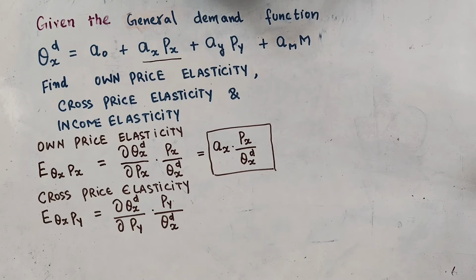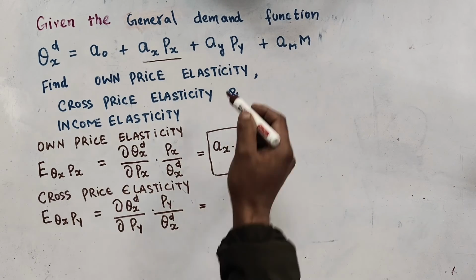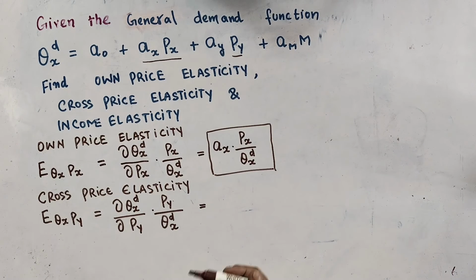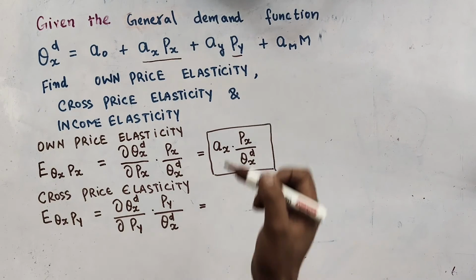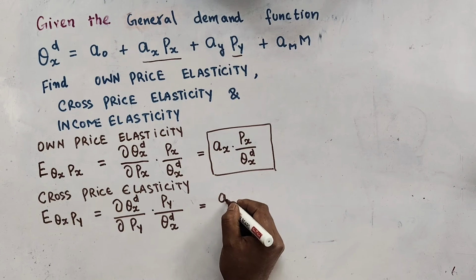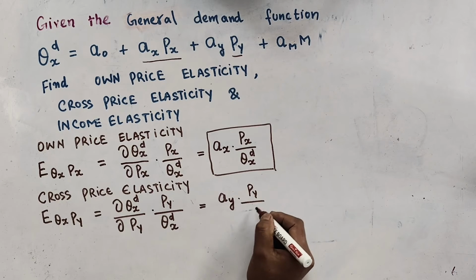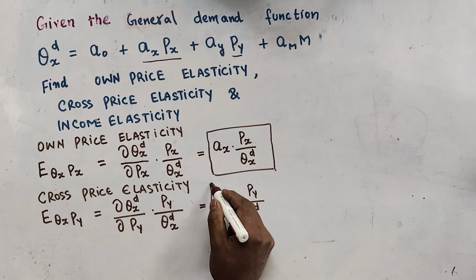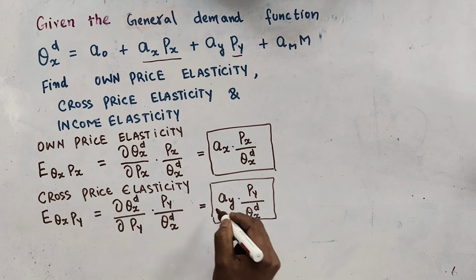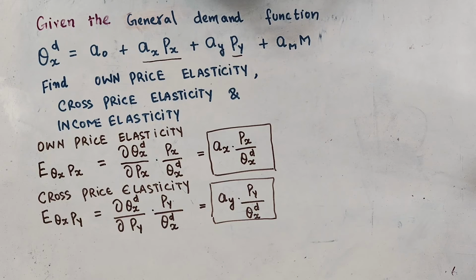at that very price. So it is the partial derivative of this general demand function with respect to Py. Py is here, all other terms will vanish because we are taking partials here. Derivative of Py is 1, so we are left with Ay times Py divided by Qx. So this denotes our cross price elasticity.